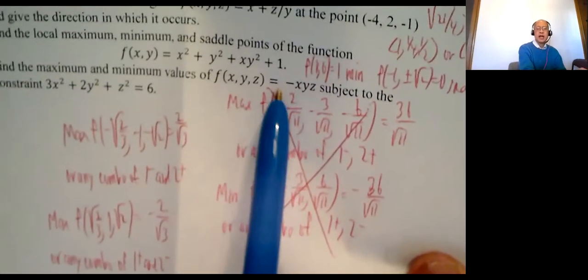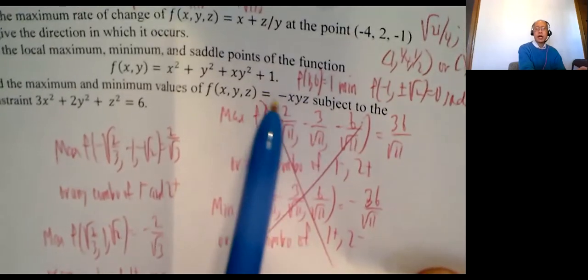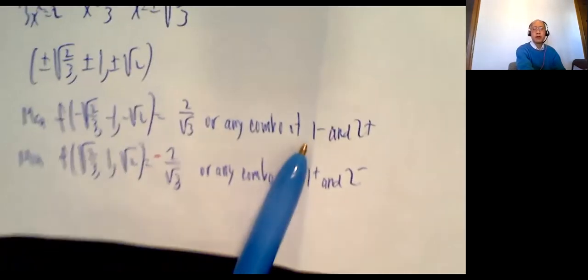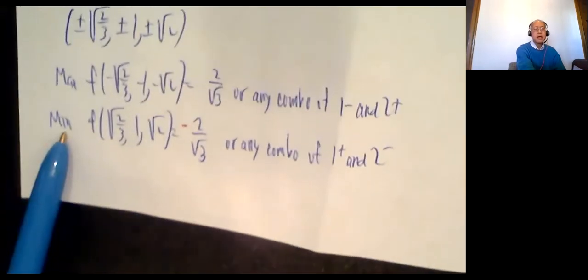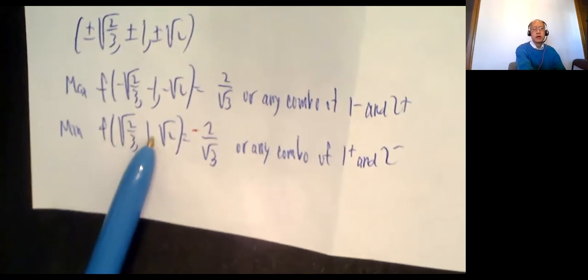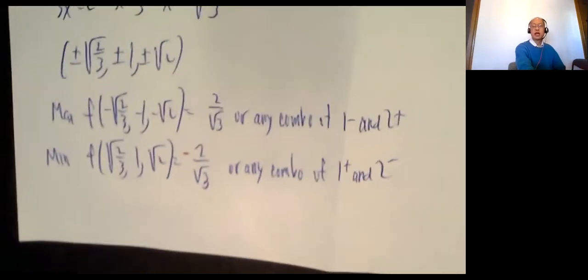So how do I maximize? Well, the original function was negative xyz. So I'll get a maximum if all three are negative, or any combination of 1 negative and 2 positive. So maximum is f of negative radical 2/3, negative 1, negative radical 2, which is 2 over radical 3, or any combo of 1 negative and 2 positive. Minimum occurs if they're all positive, f of radical 2/3, 1, radical 2, which is negative 2 over radical 3, or any combo of 1 positive and 2 negatives. Okay, so that's question 10.